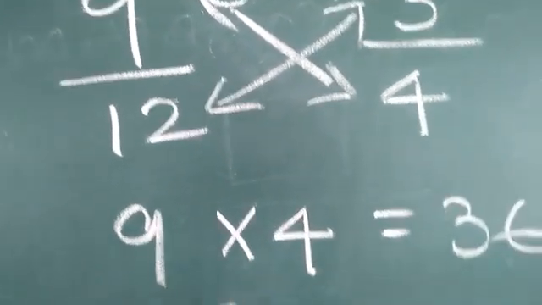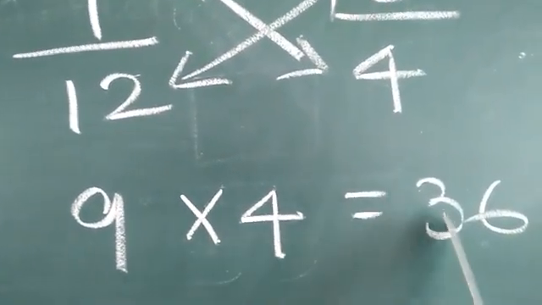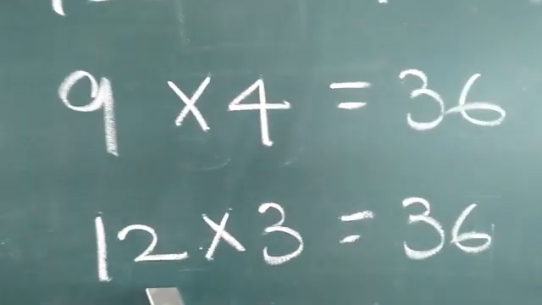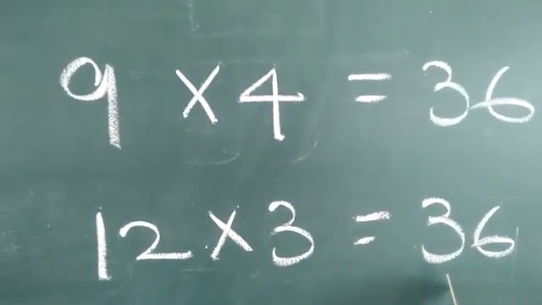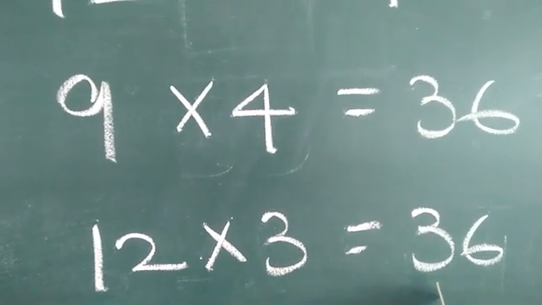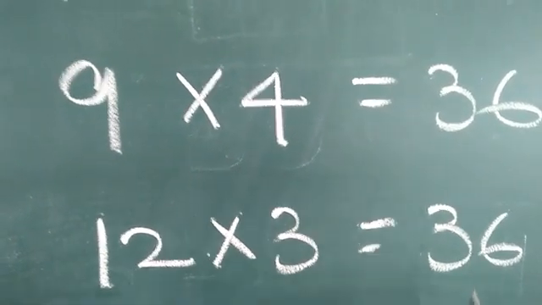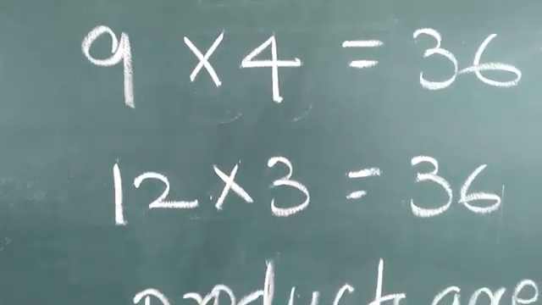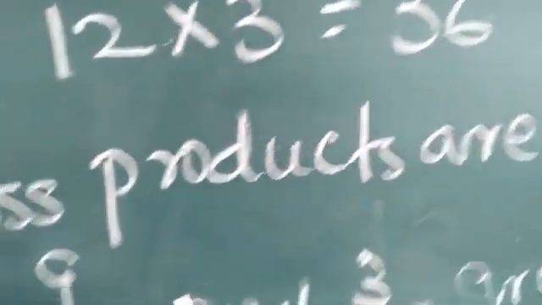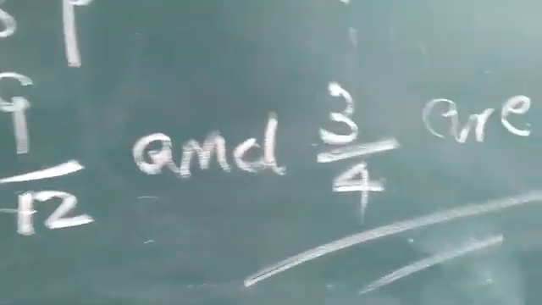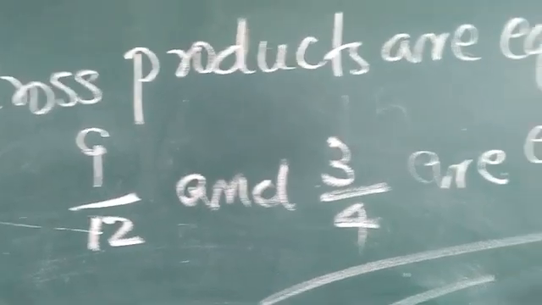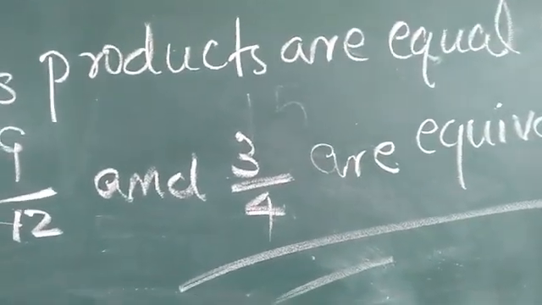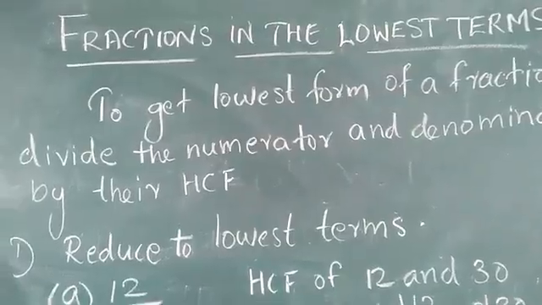What is the product? 9 into 4, 36. 12 into 3, also 36. So, what do we find here? Cross products are equal. So, 9 by 12 and 3 by 4 are equivalent fractions.